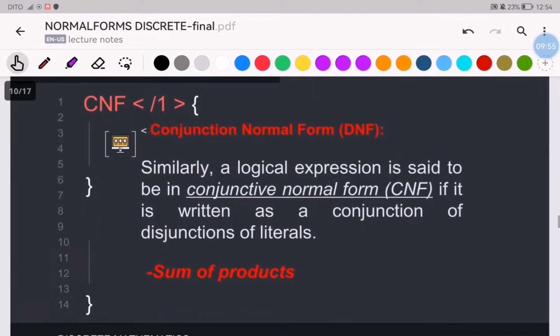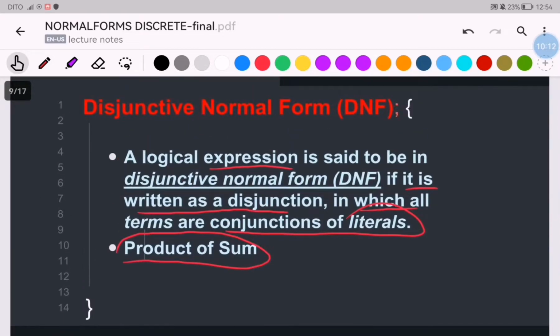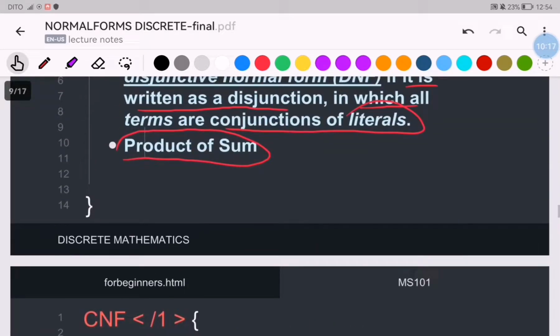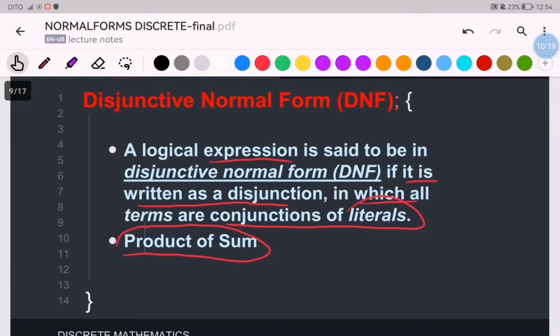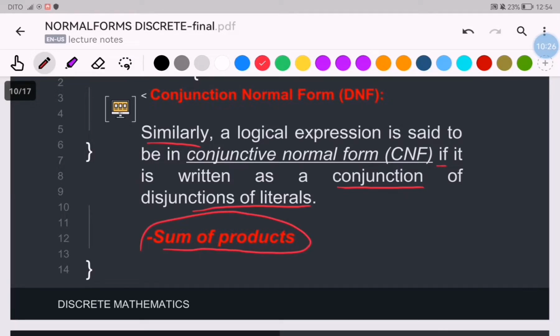So, how about naman si conjunction? So, conjunction, similarly, a logical expression also, if it is written as conjunction of disjunction of literals, meaning contradict talaga sila ni disjunction, si conjunction. So, as you can see, si disjunction is product of sum, si conjunction naman is kabaliktaran, sum of products. So, yan lang ang difference ng dalawa.